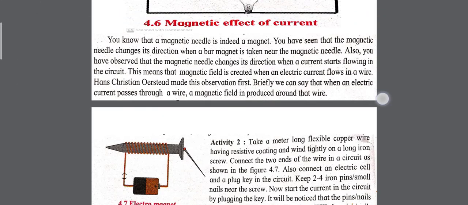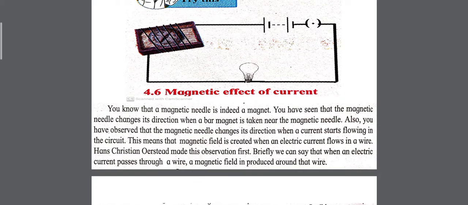So who made this observation first? The scientist was Hans Christian Oersted. He made this observation first. So briefly we can say that when an electric current passes through a wire, a magnetic field is produced around that wire.